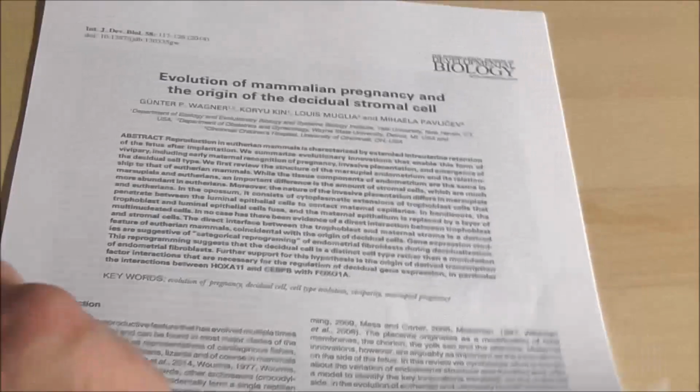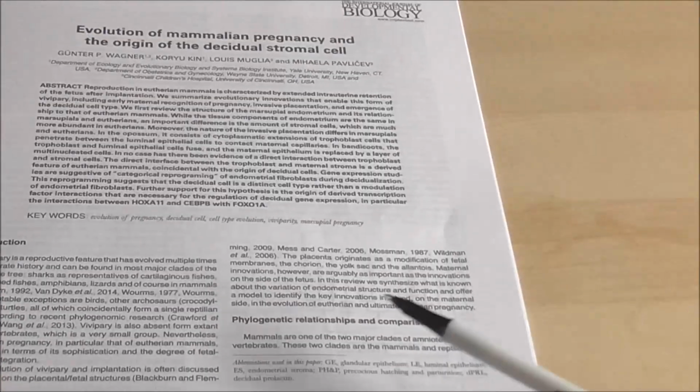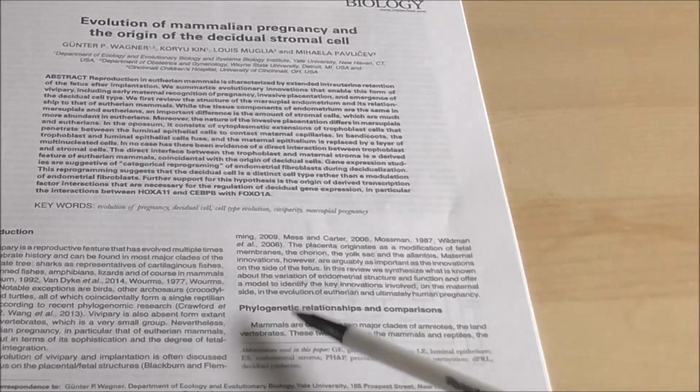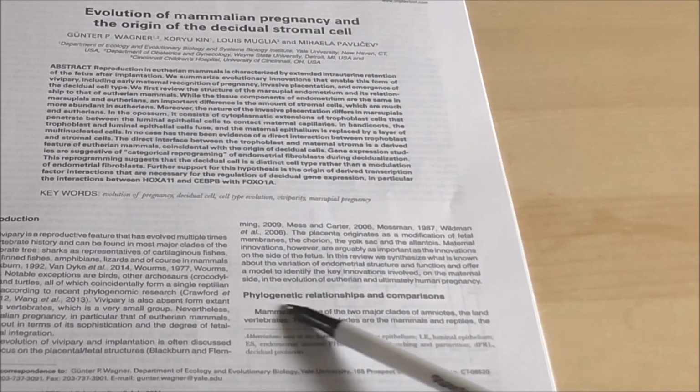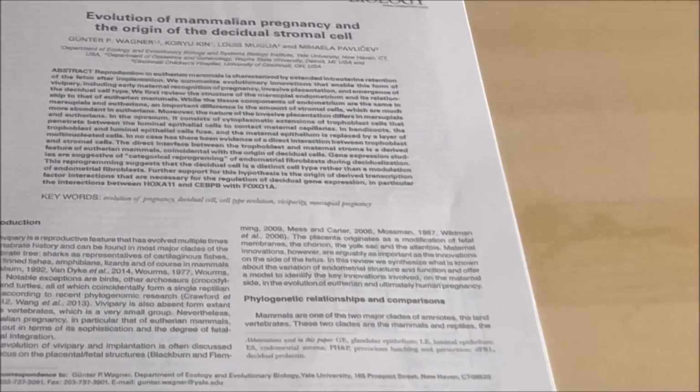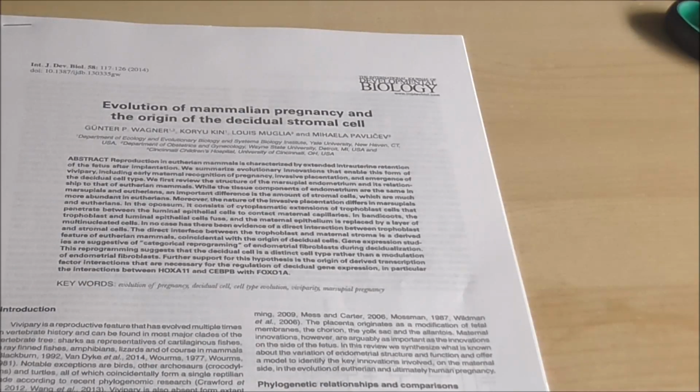Now you'll notice too, as you go through, there might be an introduction that's in common with a primary paper, but very soon you will see titles that describe the section and the kind of literature that they're going through. This one, for example, is on the evolution of mammalian pregnancy and the origin of the decidual stromal cell, just for an example.